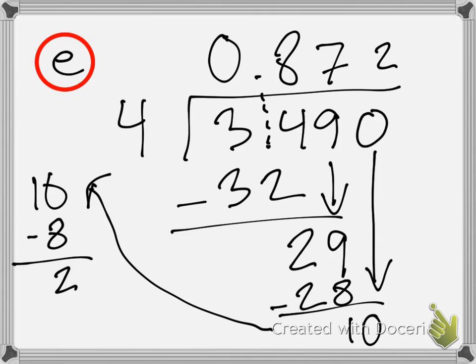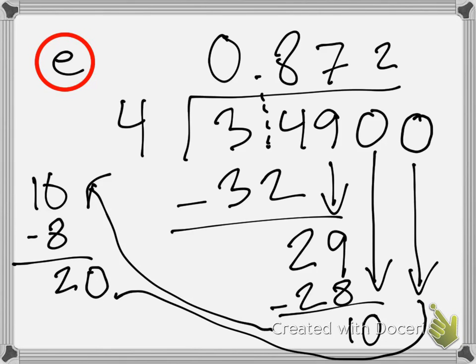Are we done? No, we bring down another 0. We put another 0 and bring it down. You guys see it? How many times does 4 go into 20? 5 times, and it's an even 20, and we are done.